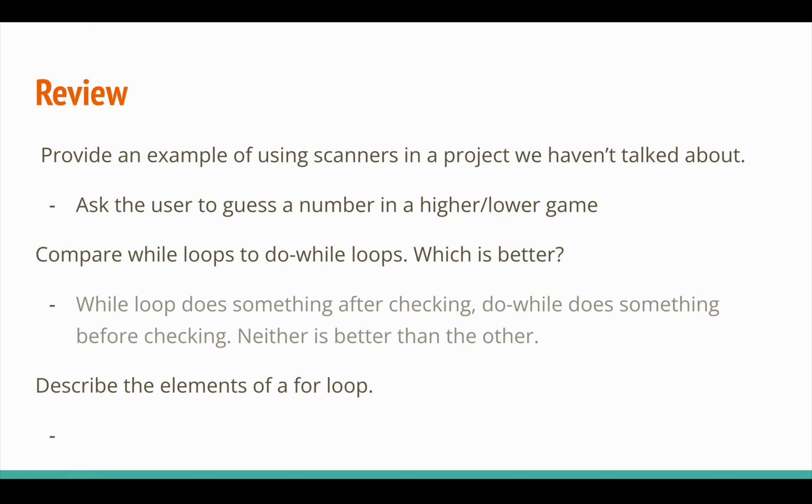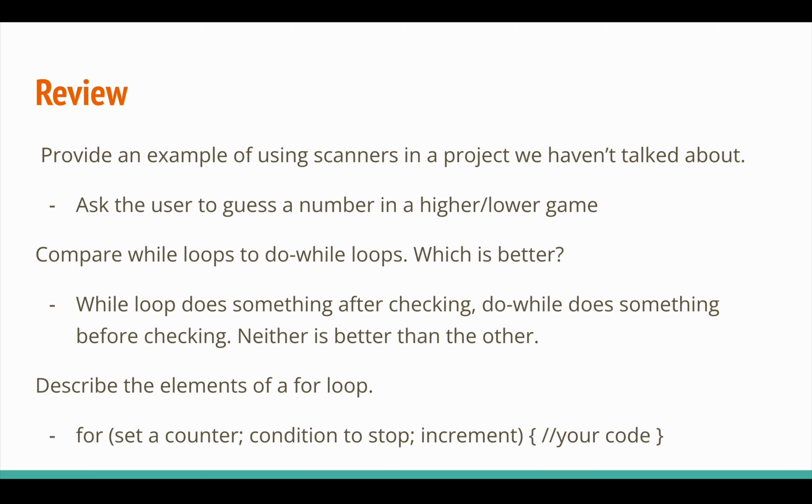For the second one, while loops do something after the checking, while a do while loop does something before the checking. So both are equally good, none is better than the other. It just depends on what you're doing and your comfortability with each type of loop. And lastly, a for loop has a counter, condition to stop, and the increment or decrement part. And then within the curly braces, you have your code.